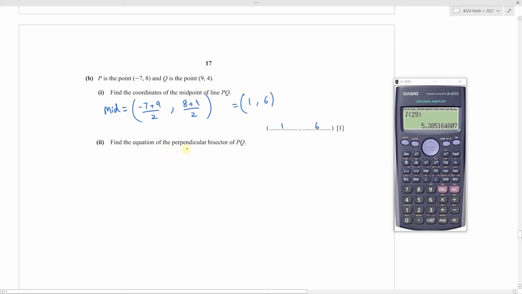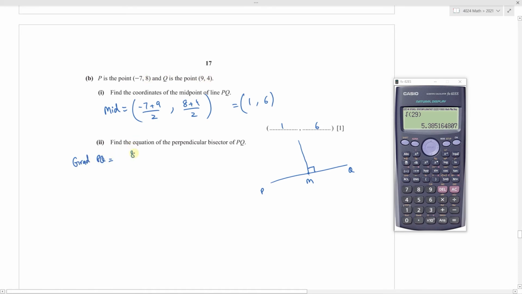Find the equation of the perpendicular bisector of PQ. So if you have this line PQ, you know the 2 points. The perpendicular bisector will pass through this midpoint M. I already know the coordinates of midpoint M, so I know one point that lies on this perpendicular bisector, and I can find the gradient of this perpendicular bisector by calculating the gradient of PQ, and you know that the product of gradients of two perpendicular lines is -1. So first let's find the gradient of PQ.